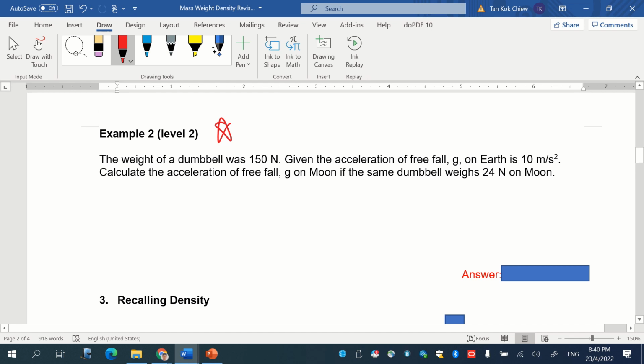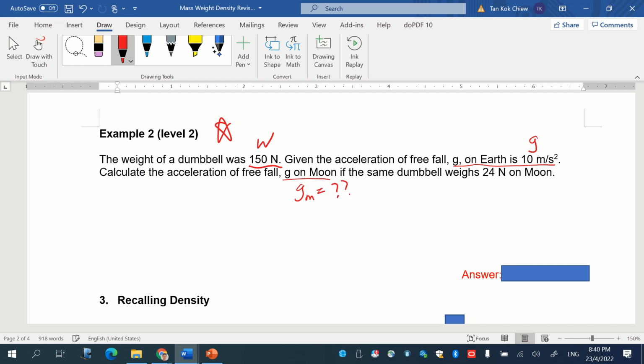The weight of a dumbbell was 150 Newton. You should not put M for this. This is weight, so it's W. Given that the acceleration of free fall on Earth, the G value, is 10 meter per second square. Calculate the acceleration of free fall, G value, on Moon. This time this G value is what you want to calculate. If the same dumbbell weighs 24 Newton on Moon, how would you calculate this?